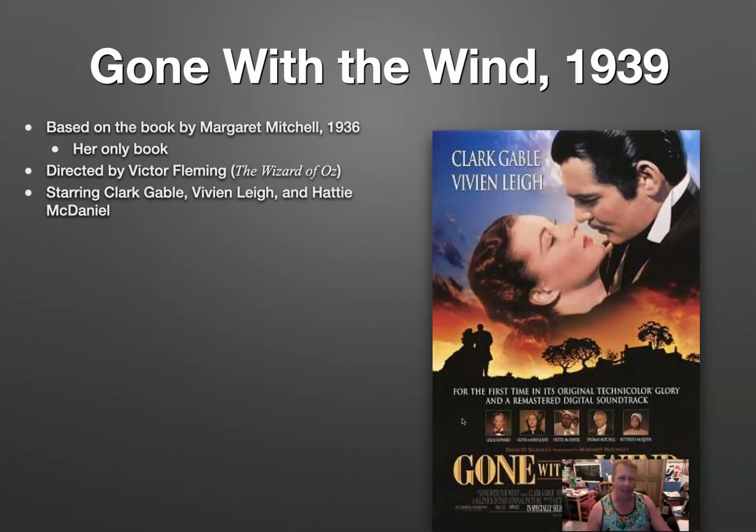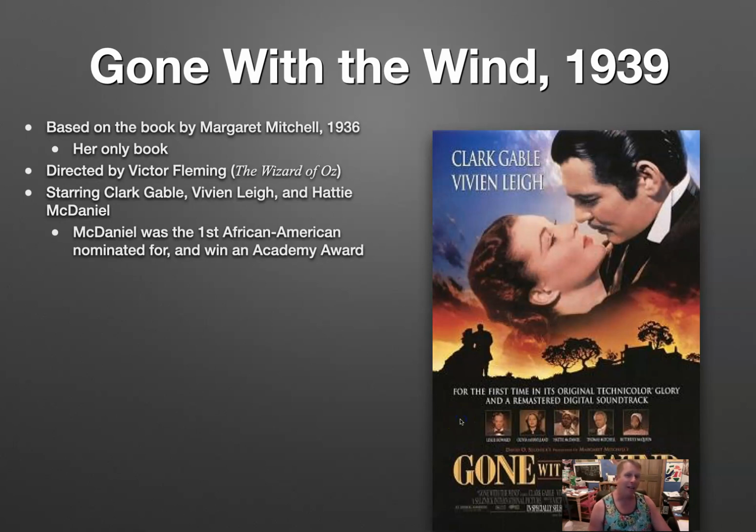It stars Clark Gable, Vivian Leigh, and Hattie McDaniel. Hattie McDaniel was the first African American to be nominated for and win an Academy Award. She won for Best Supporting Actress. Sadly, to give you an idea of how the times used to be, she was not allowed to attend the film's premiere in Atlanta, Georgia, because of segregation in the South. Hattie McDaniel is actually a graduate of Denver East High School, so she's a Coloradan.